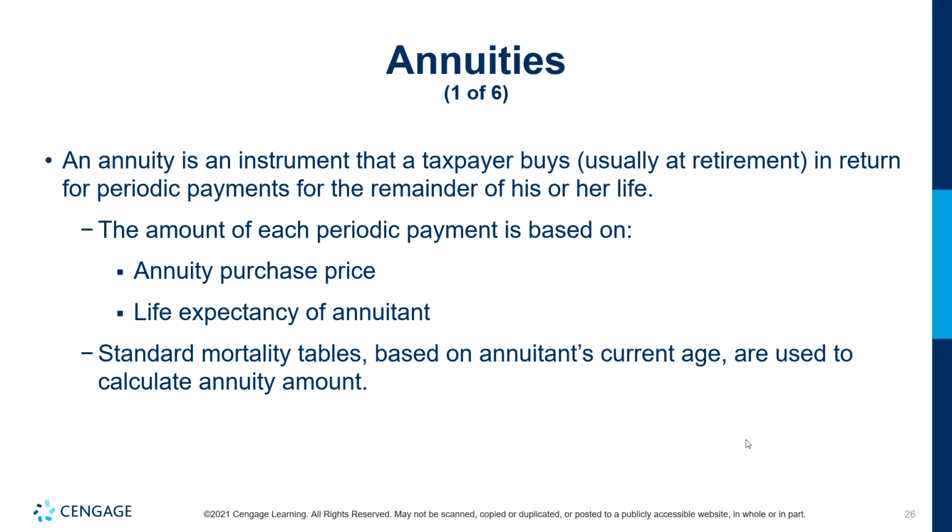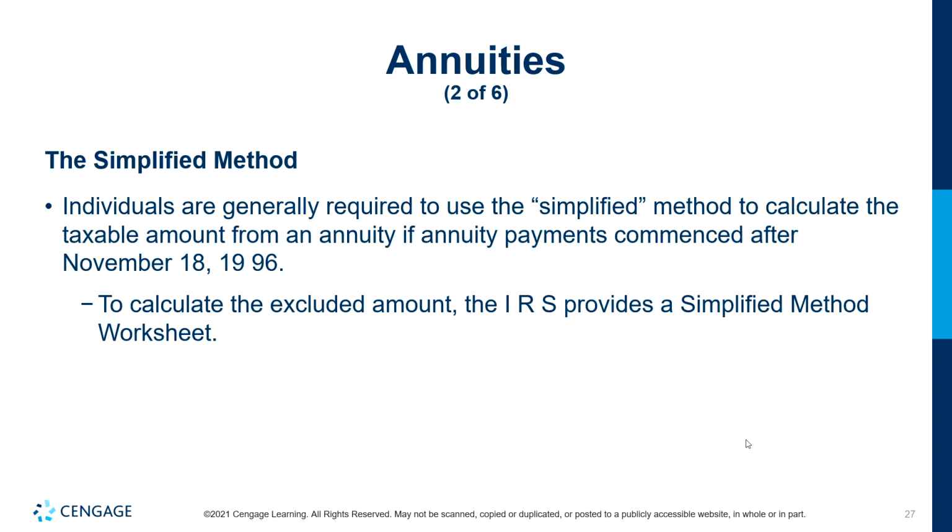Now they probably use standard mortality tables based on that annuitant's current age to calculate that amount. Cool thing is, if you survive past the whole mortality year, basically you're free and clear. Basically earn more money, which is nice. But we have some formulas in this. So we have what is known as the simplified method.